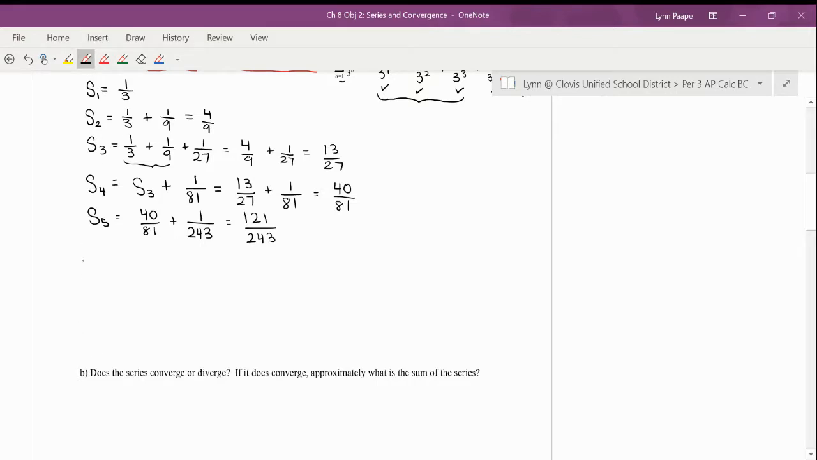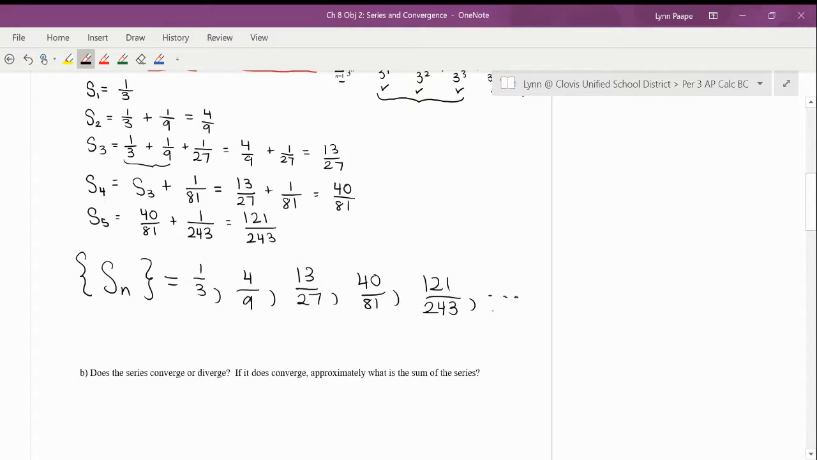So I'm going to just list them out here. My sequence of partial sums is 1/3, 4/9, 13 over 27, 40 over 81, 121 over 243, right? And so on and so forth. So what I'm looking for is, does the series converge? If it converges, it's going to settle in on a particular value. If it diverges, it's not. Maybe it bounces back and forth, like 2, -2, 3, -3, 4, -4, 5, -5, and so forth. Or does it look like it's leveling out and approaching a particular value?